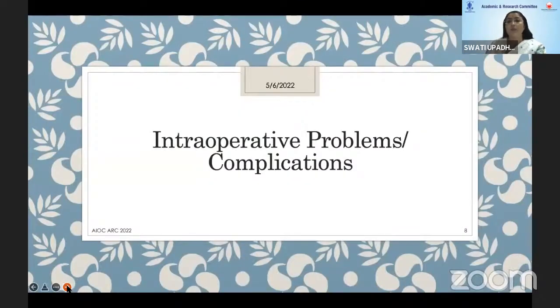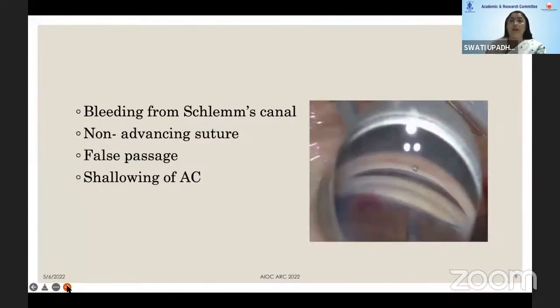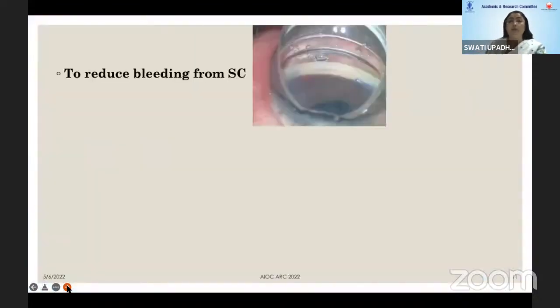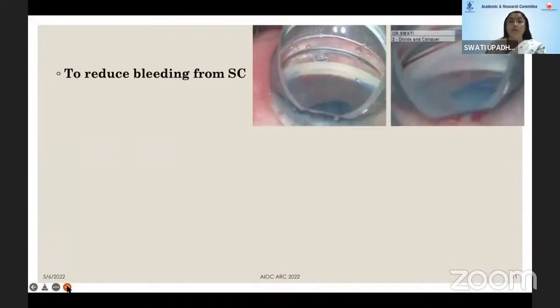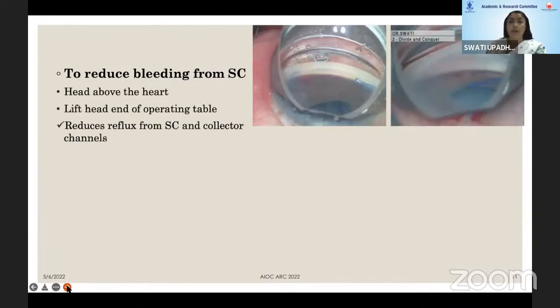The intraoperative problems or complications which you can face are bleeding from the Schlemm's canal. The moment you give a nick or the limited goniotomy, you can have bleeding from the Schlemm's canal. You can have a non-advancing suture. You can have a false passage, where your suture keeps on going and doesn't appear from the other side, so you must suspect false passage. Shallowing of the anterior chamber can also happen. My tips to reduce bleeding from the Schlemm's canal: you should have head above the heart, as I showed. Lift the head end of the operating table. This will reduce reflux from the Schlemm's canal and the collector channels.